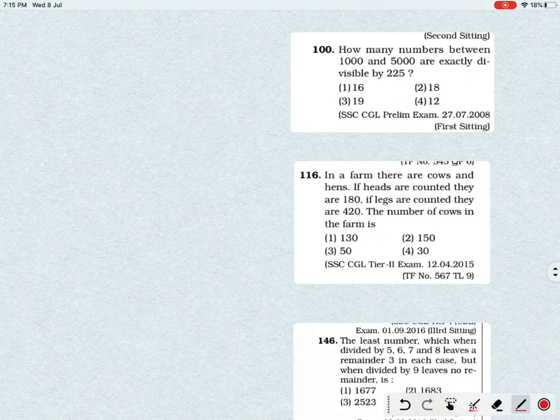Okay, now how many numbers between 1000 and 5000 are exactly divisible by 225? So we divide 1000 by 225. 225 into 4 gives 900, and the remainder is 100.